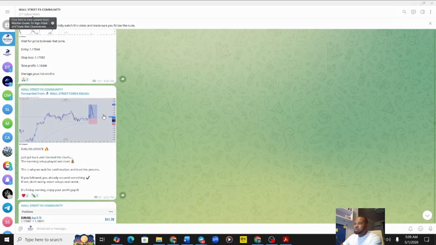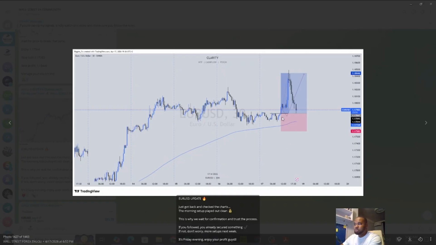After that, we now had this, right? Market now still pushed above our zone, went for the high. That took us straight to take profit. So that's why I updated. Just check back on the chart. The morning setup played out clean. This is why we wait for confirmation and trust the process. So that's how it is.